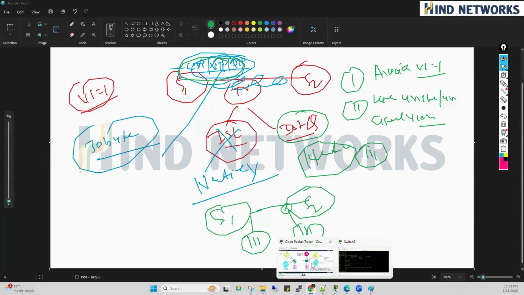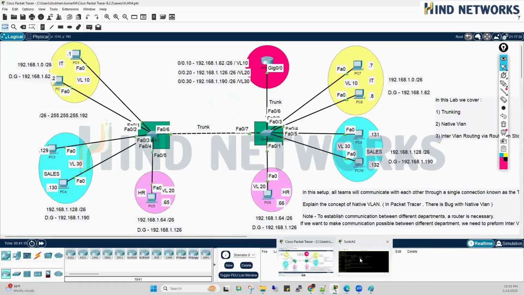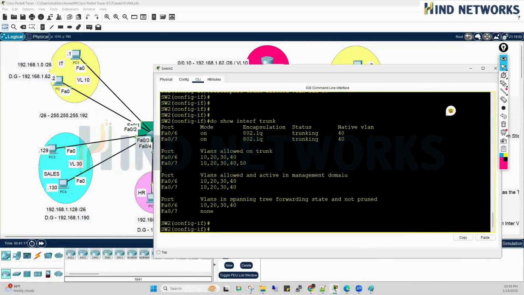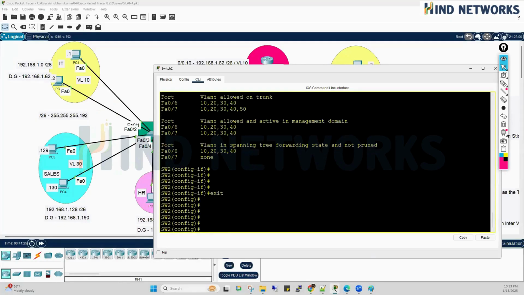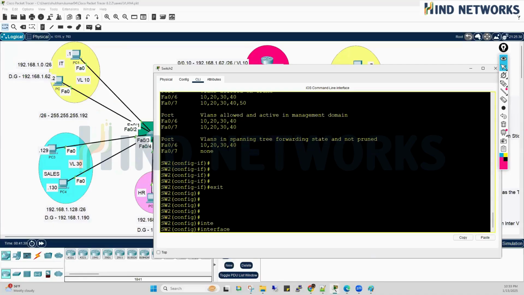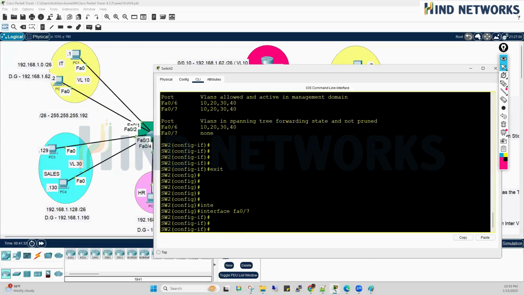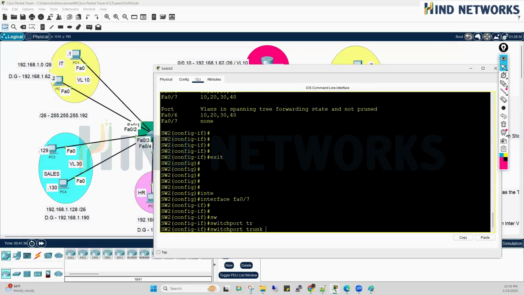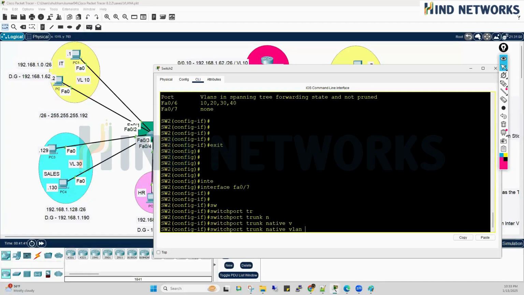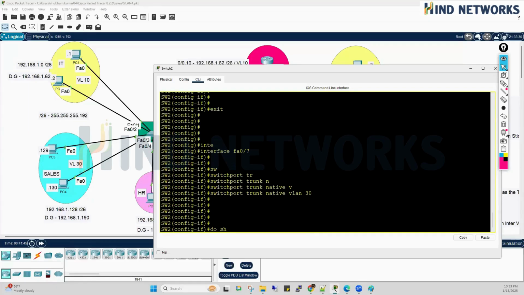For example, come here on the switch, and you see what the native VLAN is here, guys. VLAN number 40 is the native VLAN. We are on switch number 2. Interface FastEthernet 0/7. What is the command to change the native VLAN? Switchport trunk native VLAN, and right now VLAN 40 is there. I'm writing VLAN 30. And I'm writing do show interface trunk.